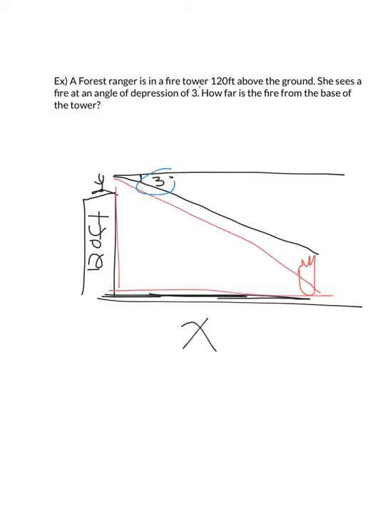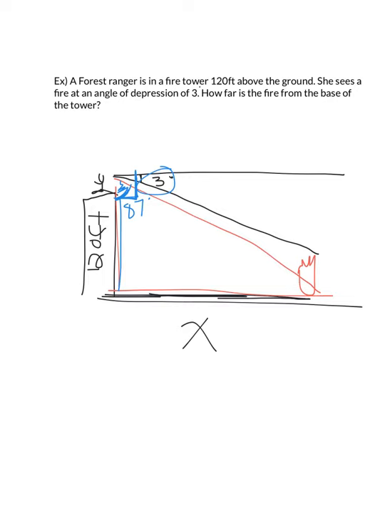This 3 degrees doesn't necessarily help me where it is. So we have a couple of options. Option number 1, we can calculate this angle by doing 90 minus 3. So altogether I see that this is a right angle, so the remainder would have to be 87 degrees. So I'm able to solve this triangle now, 120 feet, 87 degrees, and find that X right here.